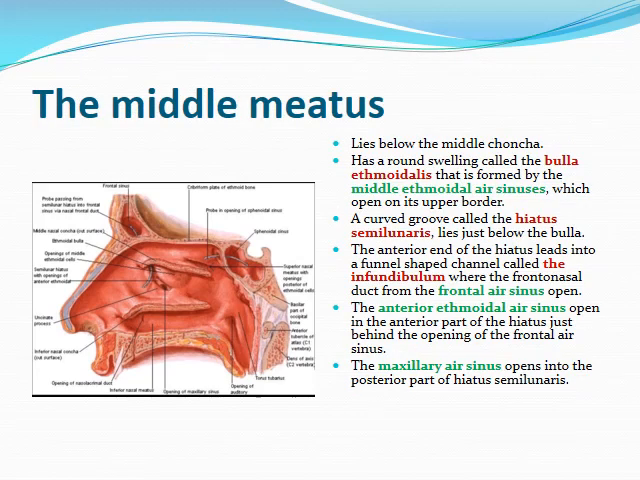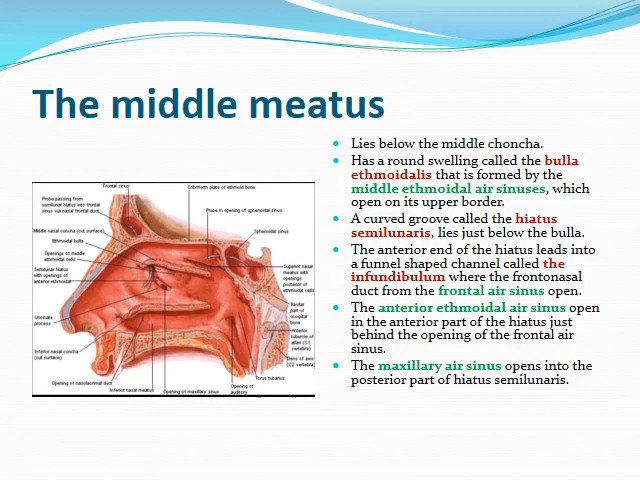Now coming to the middle meatus of the nose. The middle meatus, obviously, will lie below the middle concha. As you can see in the diagram, the middle meatus presents with a swelling near about the center, which is called the bulla ethmoidalis. And this bulla ethmoidalis is formed by the middle ethmoidal air sinuses. And these middle ethmoidal air sinuses open on the upper border of the bulla ethmoidalis.